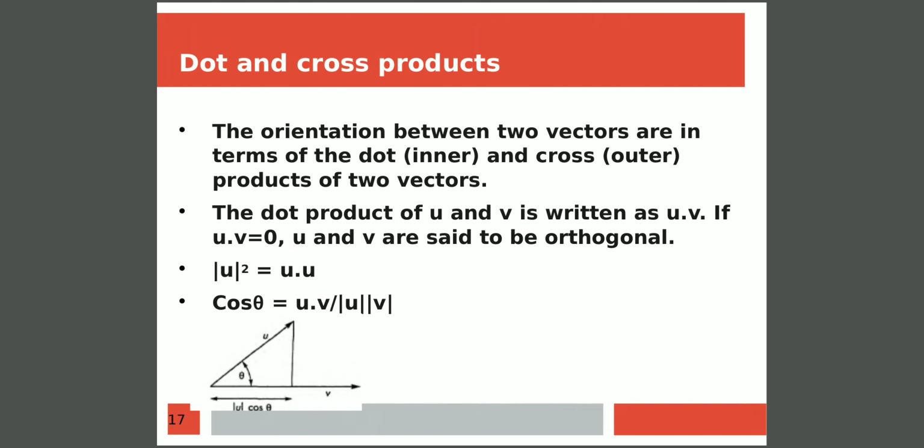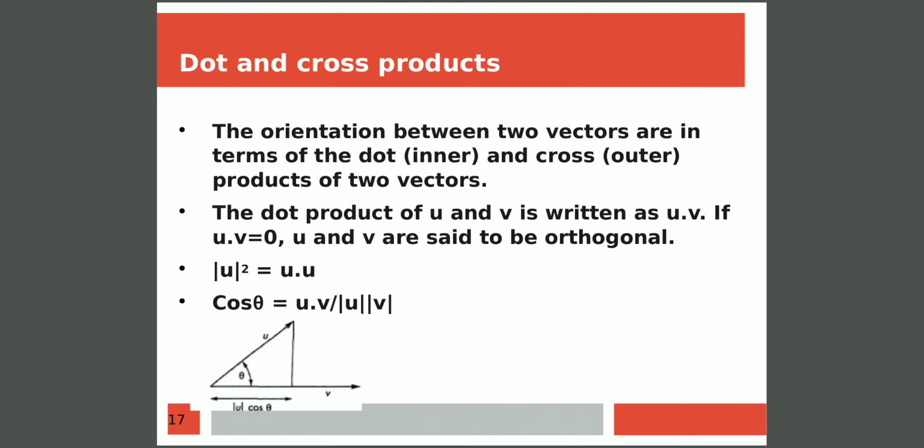Then the next topic we are considering is dot and cross product, where the orientation of one vector on the other vector is defined in terms of dot and cross products. The dot product of u and v is represented as u dot v. If u dot v equals 0, then we say u and v are orthogonal to each other. Here we have considered u and v as vectors.